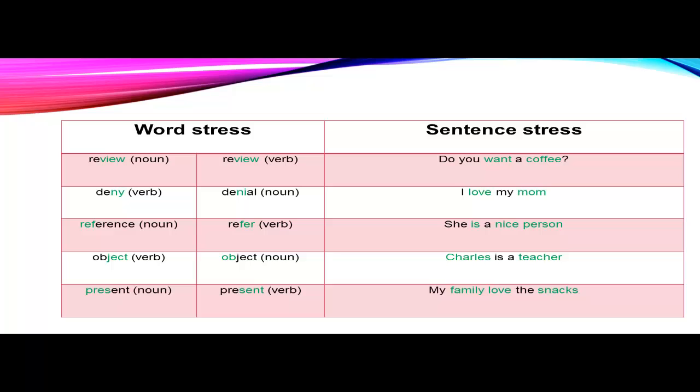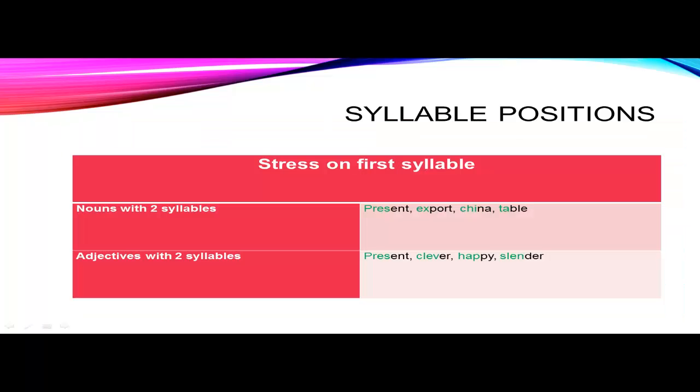Notice that when a word is a noun, the stress is marked on the first syllable, but when the word is a verb, the stress is always in the last syllable. Another rule that is important to know about word stress is the position of the syllables that must be stressed. For example, the stress is on the first syllable if the word is a noun or an adjective with only two syllables.